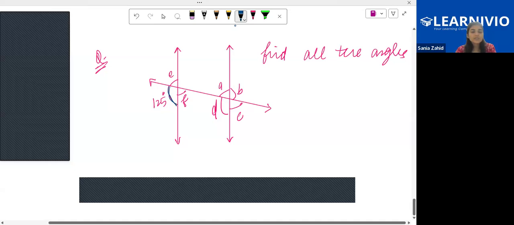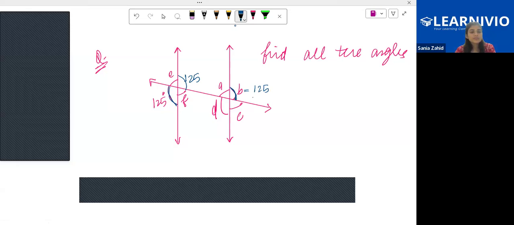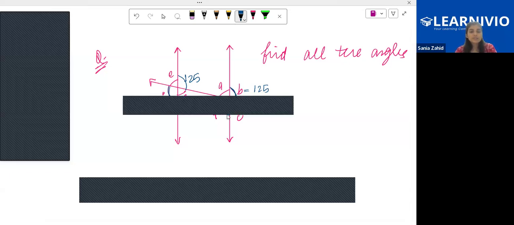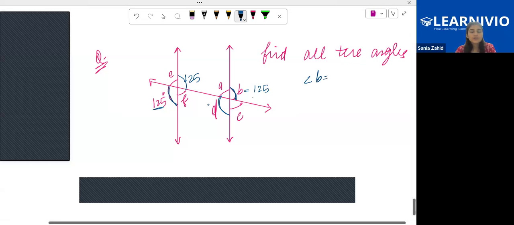Now, how can you find all the other angles? If this angle is 125, so what is the vertically opposite? This one will also be 125 only, right? Yes, ma'am. Now, if this angle is 125, so angle B will also be 125 only. Why? Because this angle and angle B are corresponding angles, right? Yes, ma'am. If angle B is 125, so angle D is also 125 because angle B and D are vertically opposite angles. Or you can consider like this is 125, so angle D is also 125. Why? Because angle D and this 125 are corresponding angles, so they are equal. So angle B is 125, angle D is also 125, right?